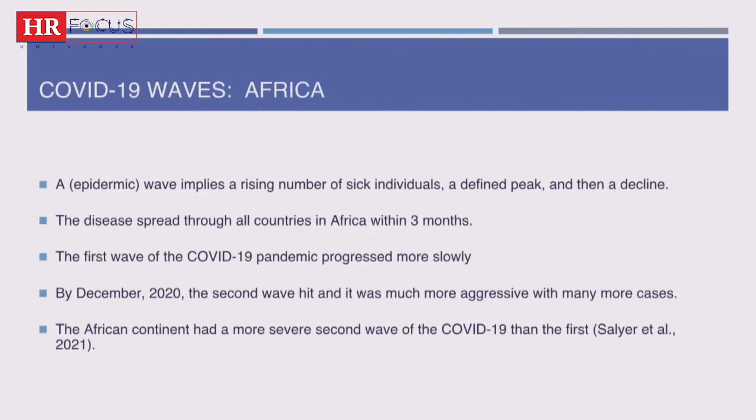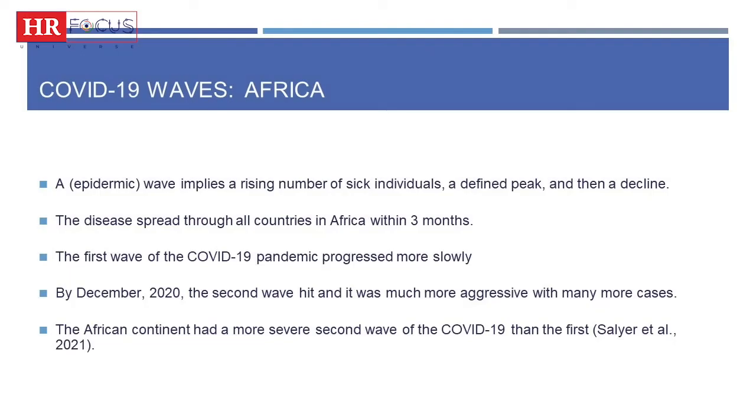Okay, so we'll talk about the COVID waves. So an epidemic wave implies a number of sick individuals, a defined peak, and then a decline. So as was said earlier on, there was a first wave, there was a second wave, and then there's a third wave. In Africa, the virus actually spread within 3 months. Within 3 months, it had spread throughout most of the African countries, including sub-Saharan Africa. And the first wave actually progressed very slowly.